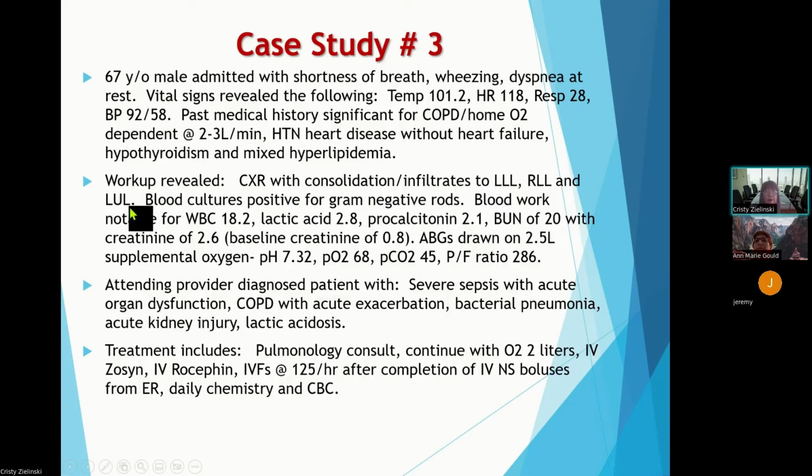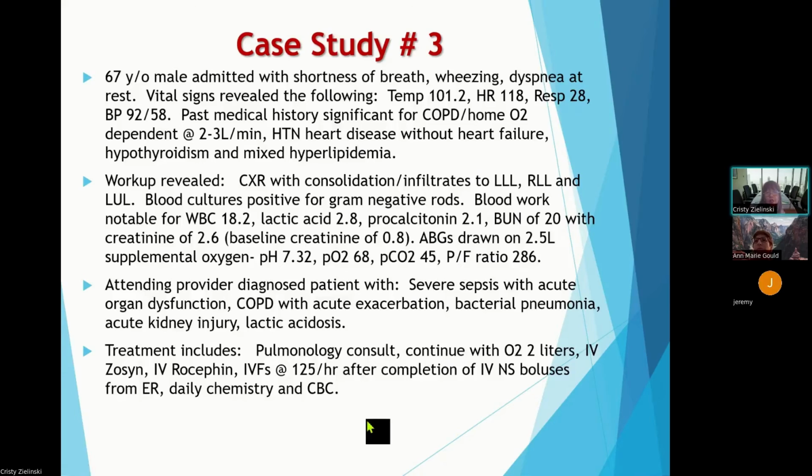and left upper lobe. Blood cultures positive for gram-negative rods. Blood work notable for WBC of 18.2, lactic acid of 2.8, procalcitonin of 2.1, BUN of 20 with creatinine of 2.6. The baseline is 0.8. ABGs drawn on 2.5 liters supplemental O2, and the result is pH of 7.32, PO2 of 68, PCO2 of 45, and PF ratio of 286.